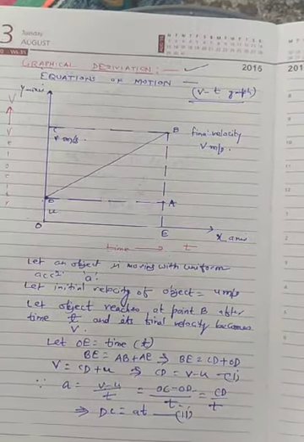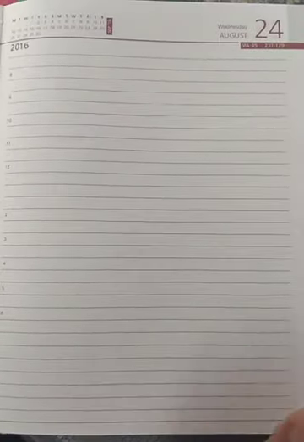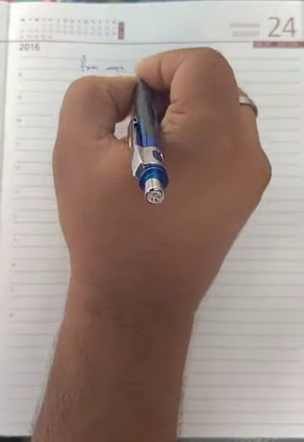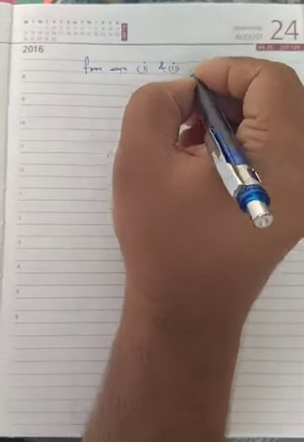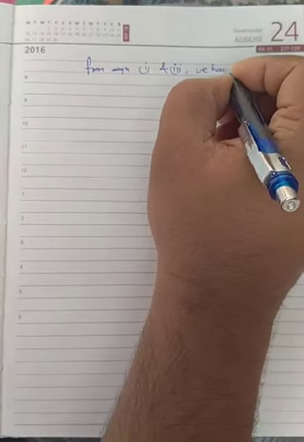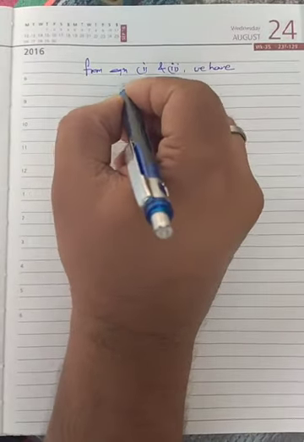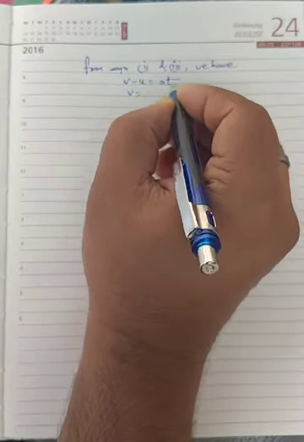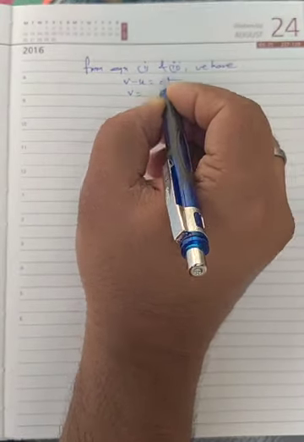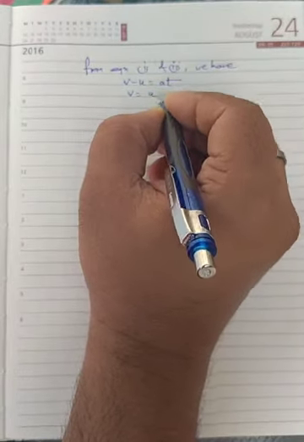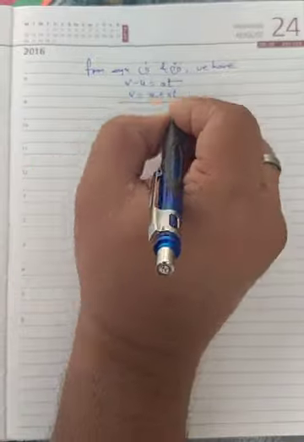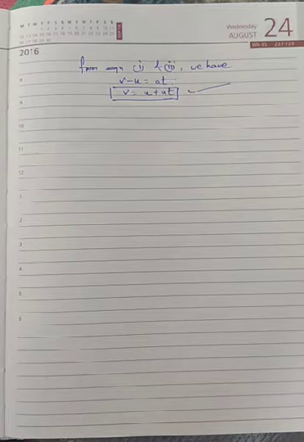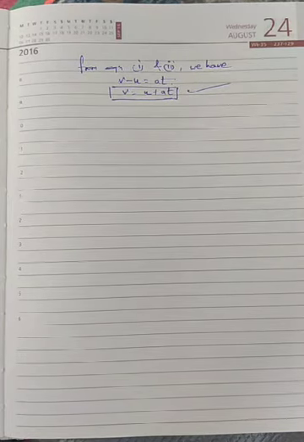So we will write here, from equation 1 and 2 we have B minus U equals AT. So B equals, minus U will be transposed to the right hand side, so minus U will turn into positive U. So B equals U plus AT. This is the first equation of motion, which is now graphically derived.